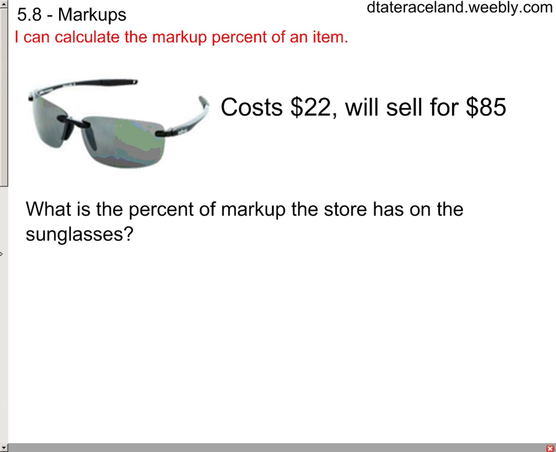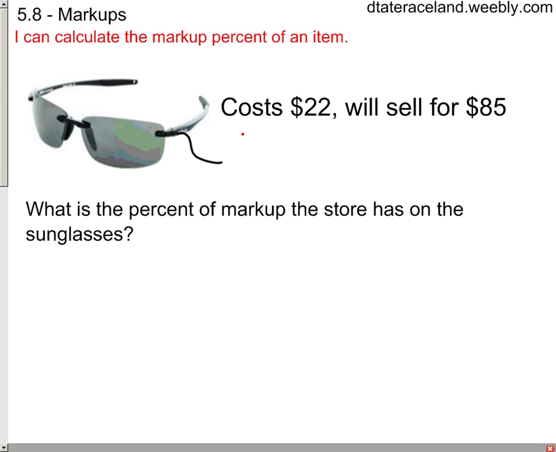I can calculate the markup percent of an item. That's not too hard. What is a markup? A markup is the difference between the cost of a good and its selling price. So, if these sunglasses actually cost $22 to make, but then the company that's selling them actually sells them for $85, that's two different pieces of information there.